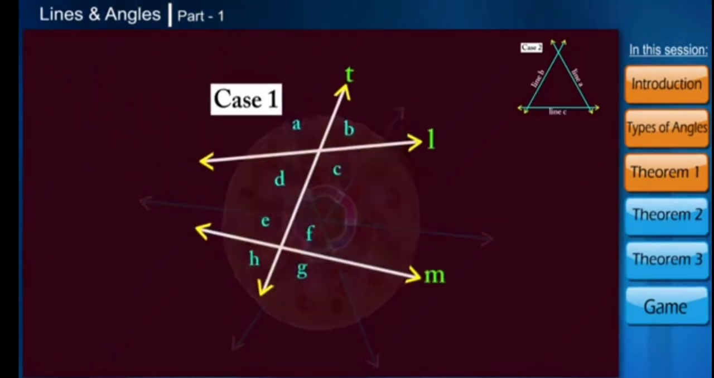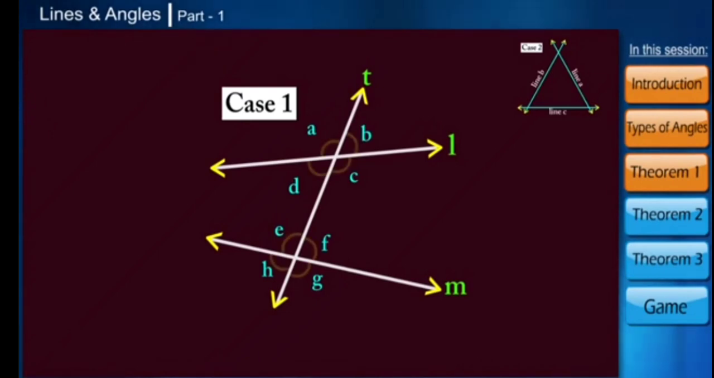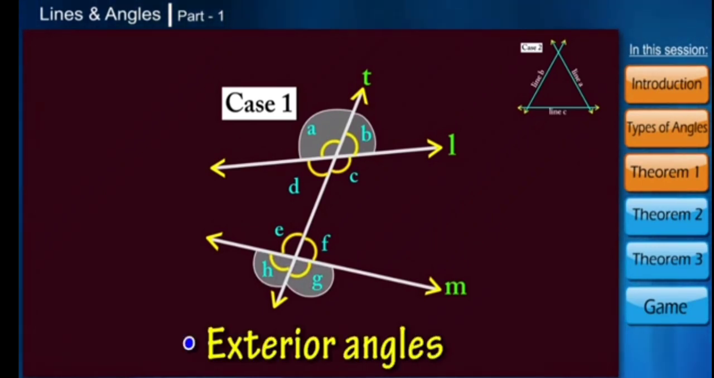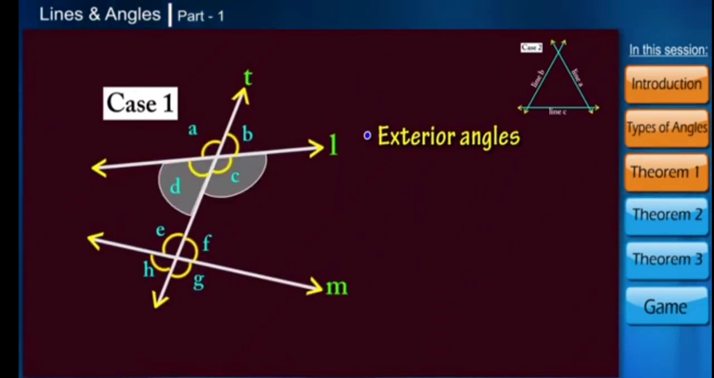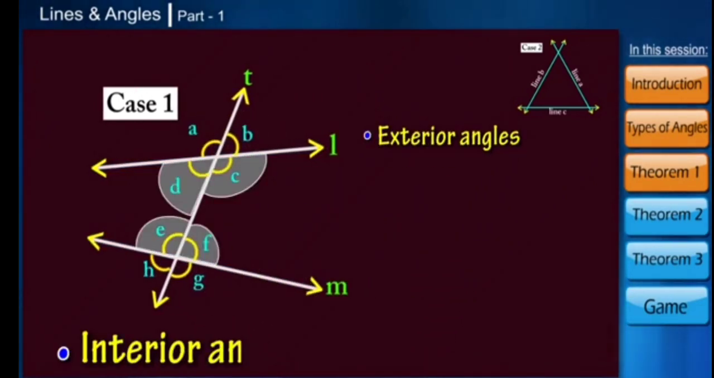Now, in case 1, we can see that 8 angles have formed. Angles A, B, G and H are called exterior angles because they are outside the lines, and angles C, D, E and F are called interior angles because they are inside, or between, both the lines.